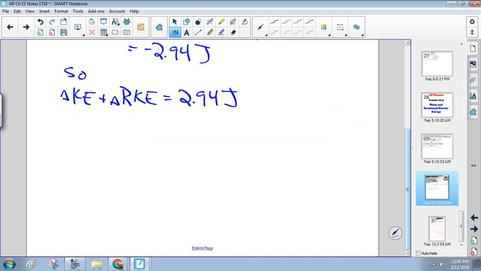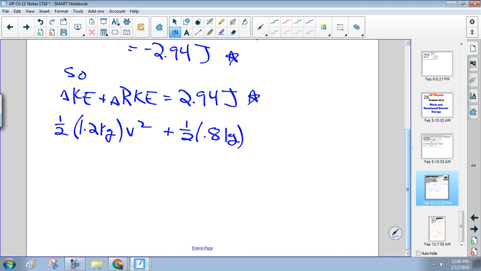So all I'm doing is just saying that what was lost here must be gained here. So our change in KE. Well, our initial kinetic energy was 0, so really all we care about is the final kinetic energy. So our final kinetic energy should be 1.2 kilograms times 1/2 times v squared. That's the kinetic energy of the 1.2 kilogram thing. Here's the other object. And then we've also got rotational kinetic energy.